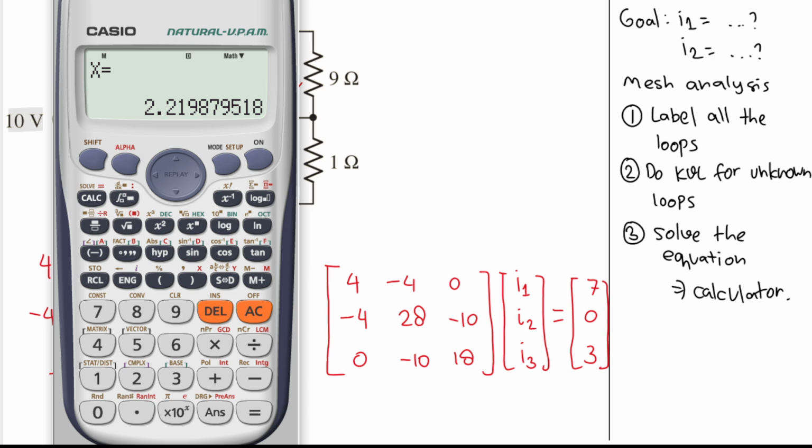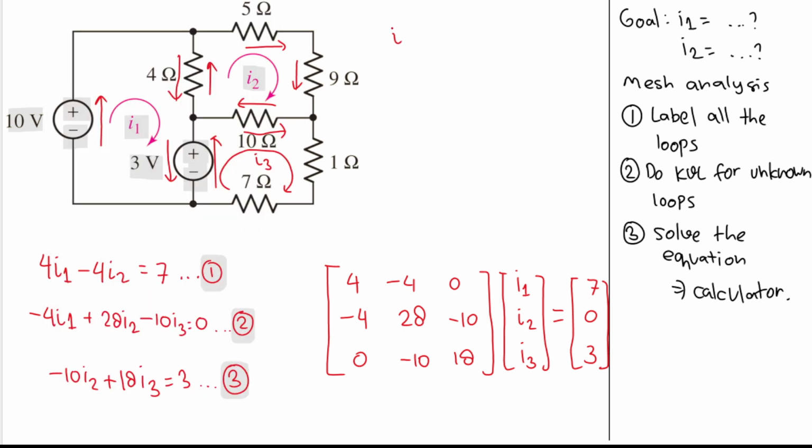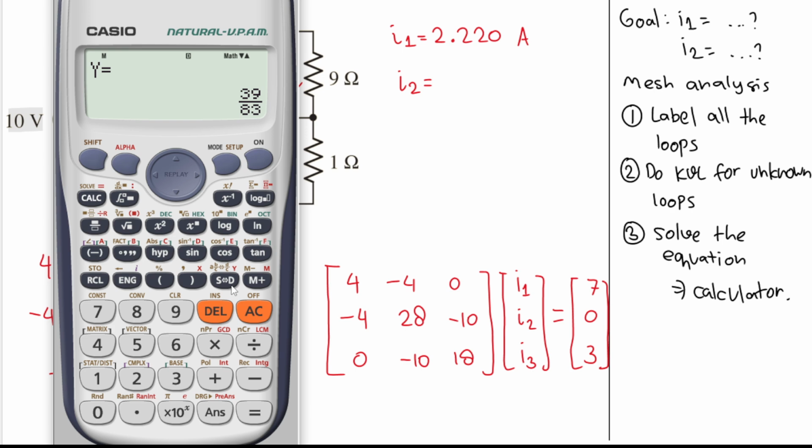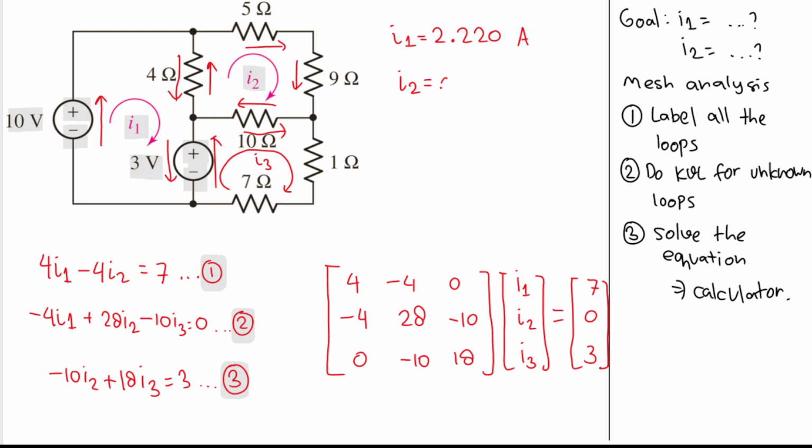So I1 is 2.220. I1 is equal to 2.220. And I think the unit will be ampere because all the units are in SI unit. So this one will be in ampere. And then what is I2? I2 is the Y value, right? So we will have that value here. So we will have 0.470. And the unit here will be in ampere.